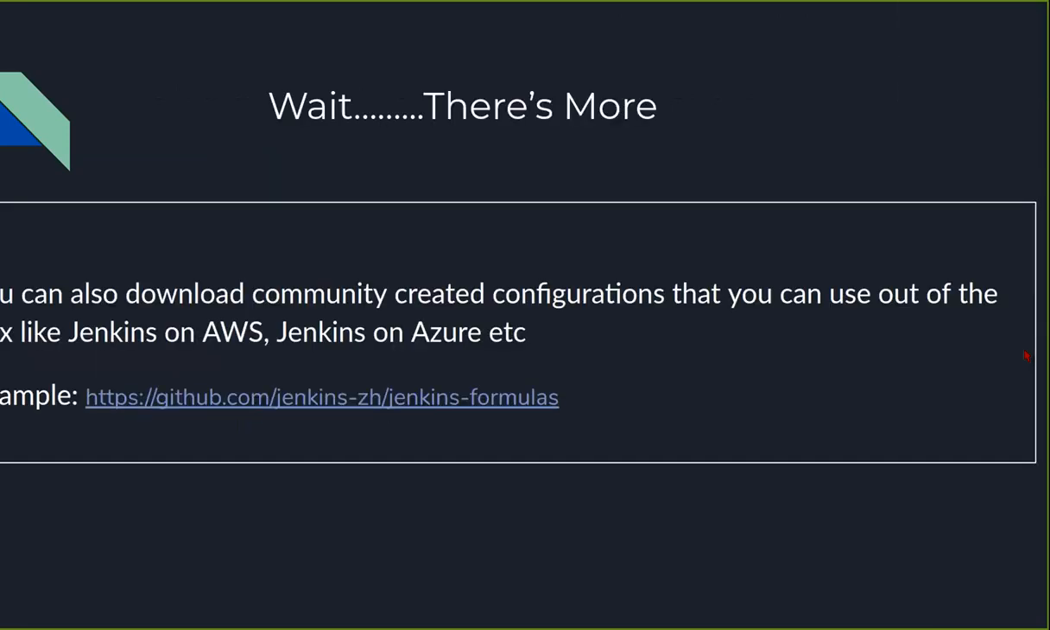Wait, there's more. As I said in the previous slide, you can also download from Jenkins Formulas, a repository that you would want to check out. It has pre-built configurations for Jenkins, like Blue Ocean and so on. You can definitely use them out of the box, and you can put those URLs into the custom distribution self-hosted version if you want to run it self-hosted.